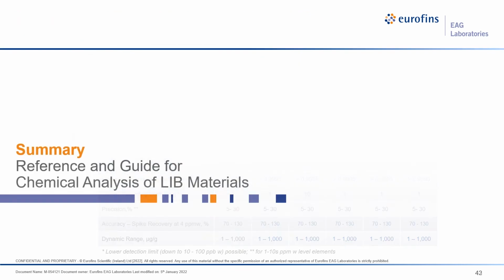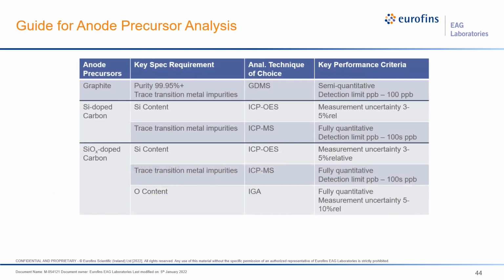Here is a summary, as a reference and a guide for chemical analysis of lithium-ion battery material. Certainly the similar principle can be applied to other energy storage materials. For anode precursors, the analysis, particularly graphite and silicon or silicon oxide doped carbons. For purity-wise, GDMS is good for graphite, and it provides ppb to 100 ppb levels. And for silicon doped carbons, silicon content is typically analyzed by ICP-OES, while for the transition metal impurities, ICP-MS is a natural choice.